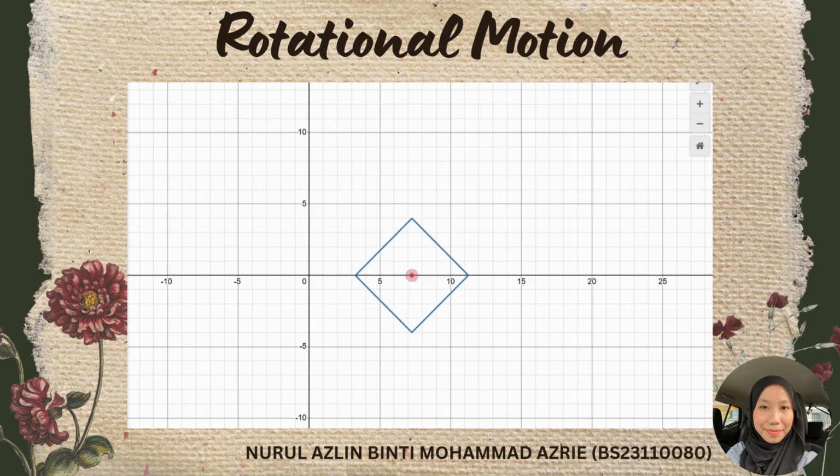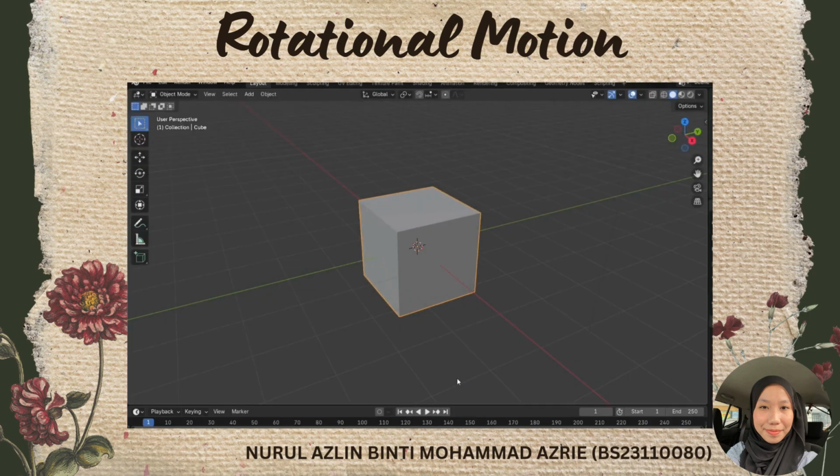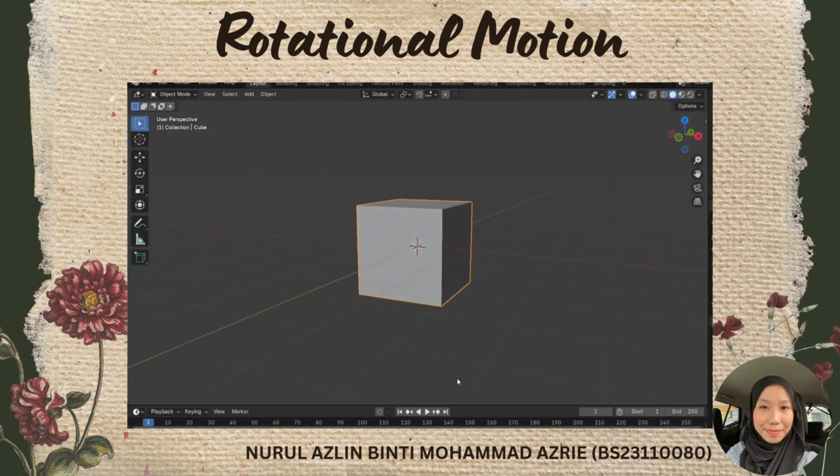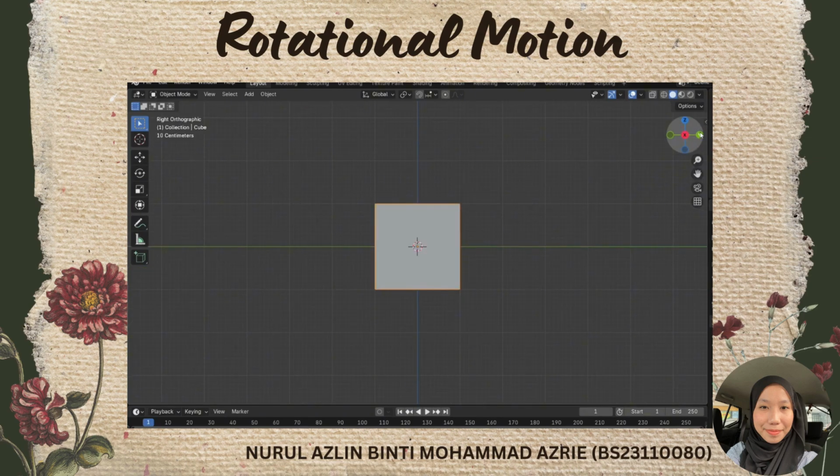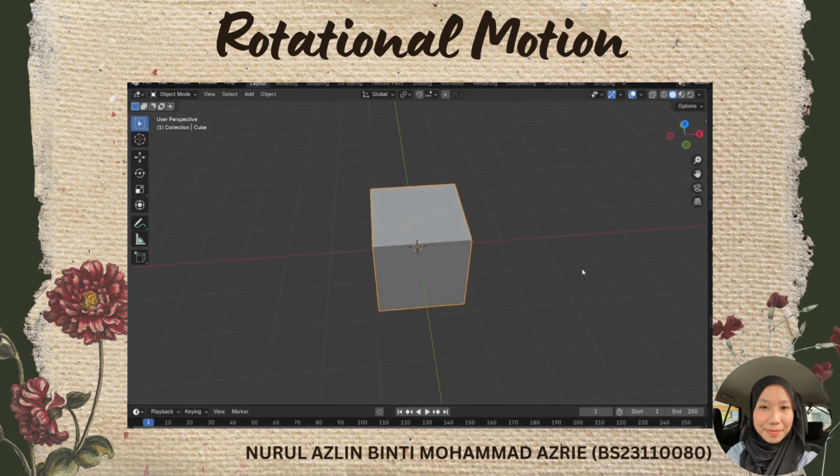The rotation is about two axes, x and y. In three-dimensional graphics, rotation is more complex. The rotation can occur about any axis: x, y, or z.